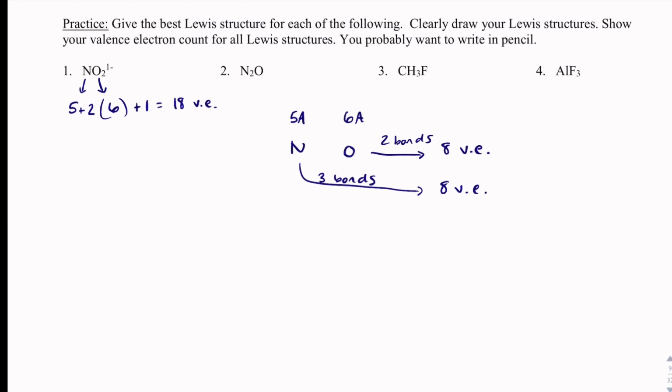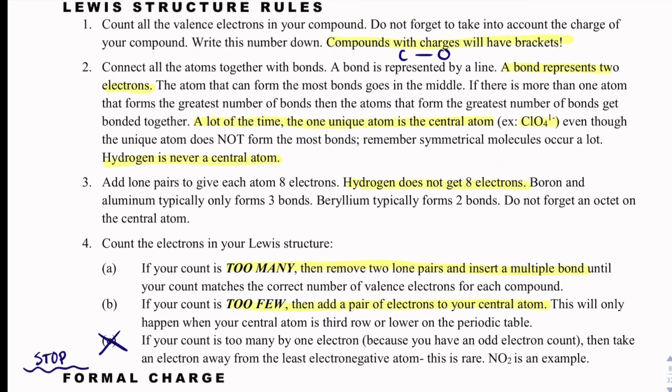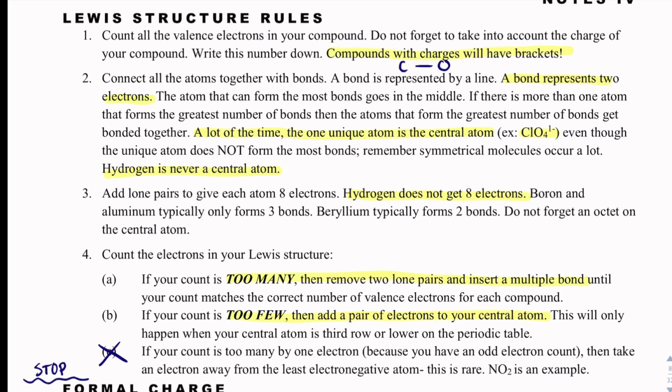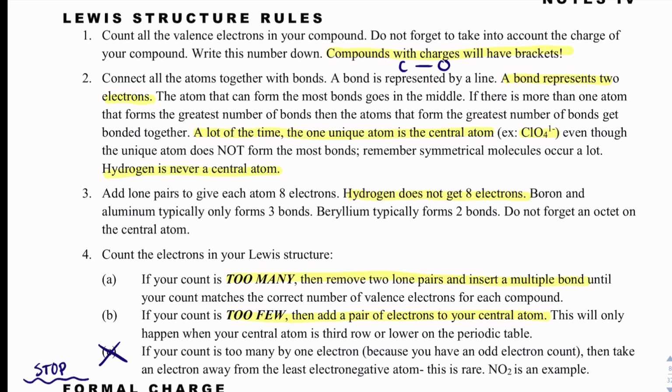Notice 5 plus 3 will give us 8. 6 plus 2 also gives us 8. And so because of that, we can say that nitrogen tends to form more bonds. If we go back up to our rule, we said in rule 2 that the atom that can form the most bonds tends to go in the middle.